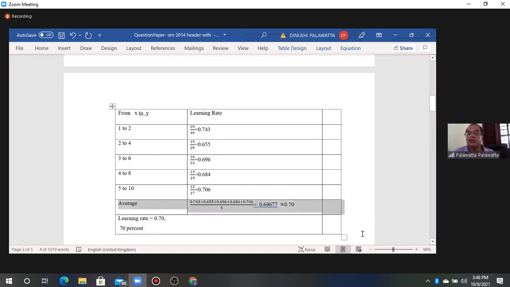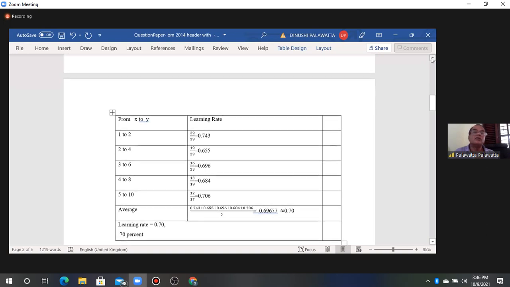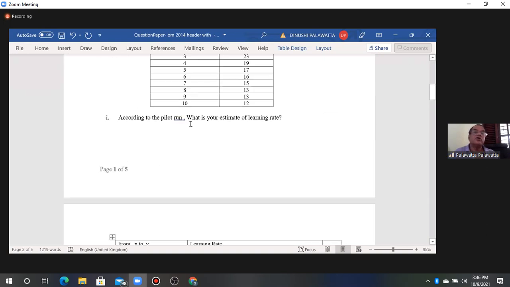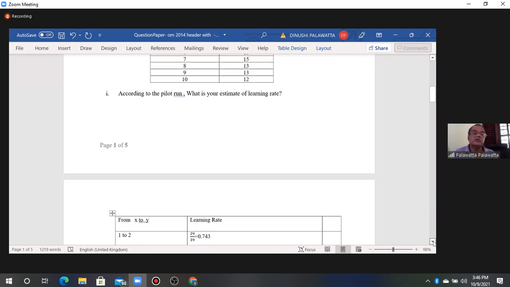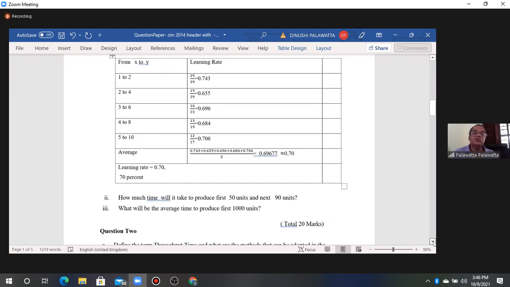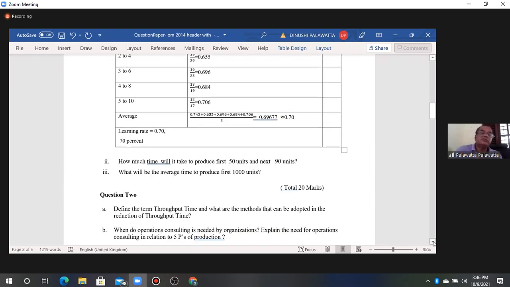So we have answered the first section. The section is: according to Python, what is the estimate of the learning rate? So if you have questions, you can ask. I'm going to move to the next section.